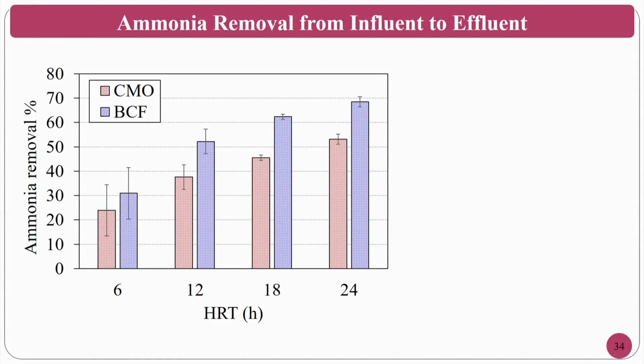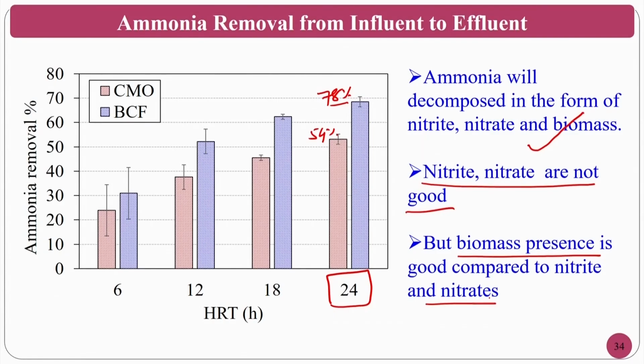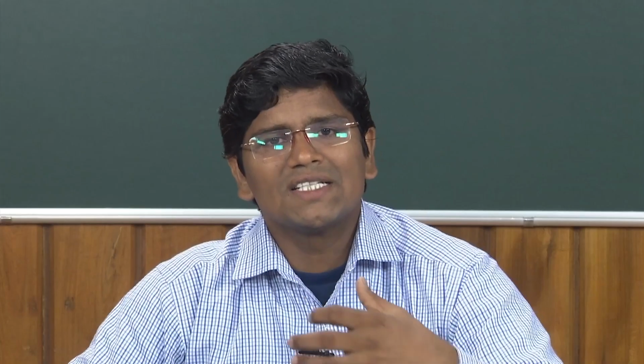Okay. Ammonium removal also, if you see here, in the biological cutting fluid for one day, in this condition also it is 56 and it is like 78% or something, and it is like 54% or something. Okay. So, ammonia will decompose in the form of nitrates and biomass. Nitrites and nitrates are good, but the biomass presence is better compared to nitrates. Normally these are the volatile solids that remain. Okay. So, that will also help the system.